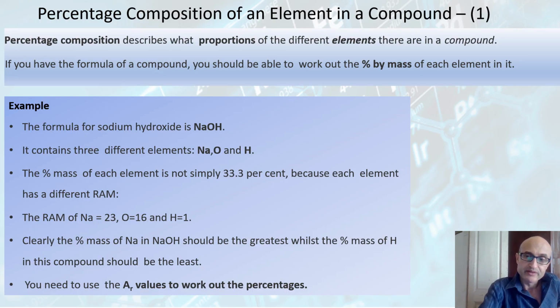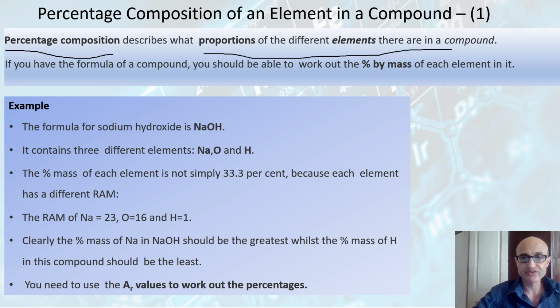Let us now look at the particular example that we have on this page. But first I'll just explain the bar right at the top, where you have written percentage composition. I'm reading right from over here. It describes what proportions of the different elements there are in a compound. It's like the share of the mass within the compound.